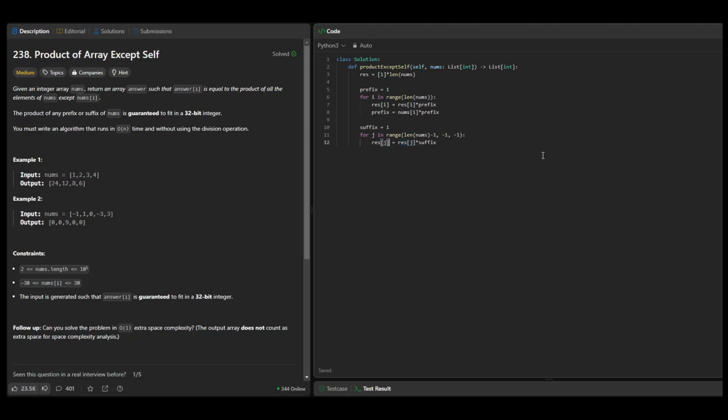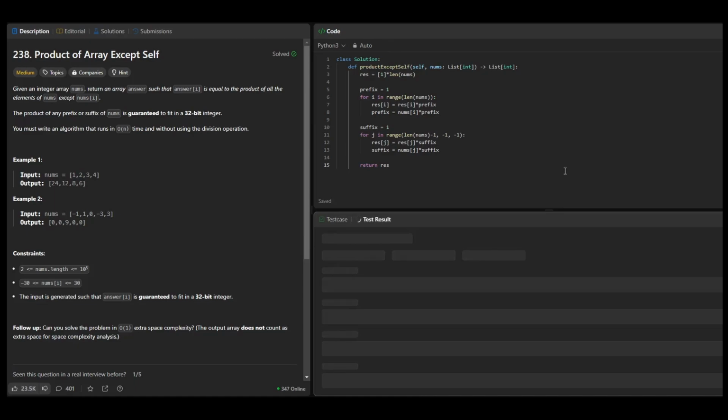So this should be the final answer. Now let's increment the value of suffix. Suffix equals nums at j multiplied by the suffix we already have. Now this should be it. Let's just return the result from here.